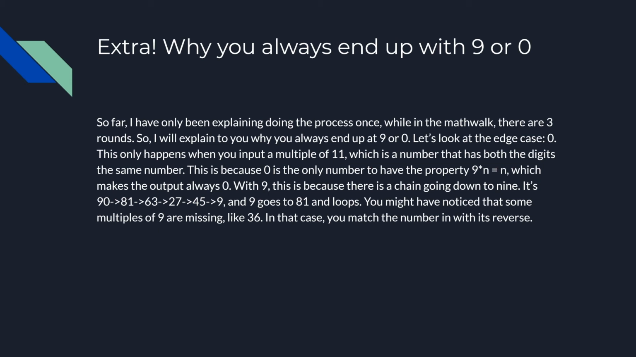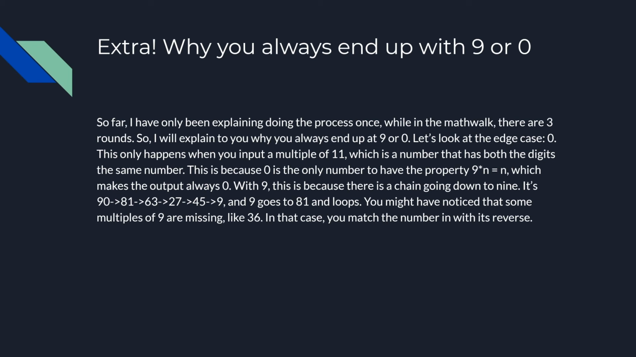This is because 0 is the only number to have the property 9 times n equals n, which makes the output always 0. With 9, there is a chain going down to 9. It's 90 to 81 to 63 to 27 to 45 to 9, and 9 goes back to 81 and loops.